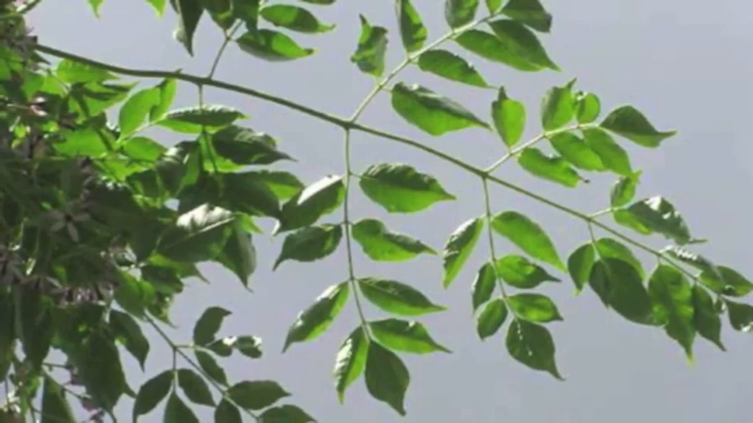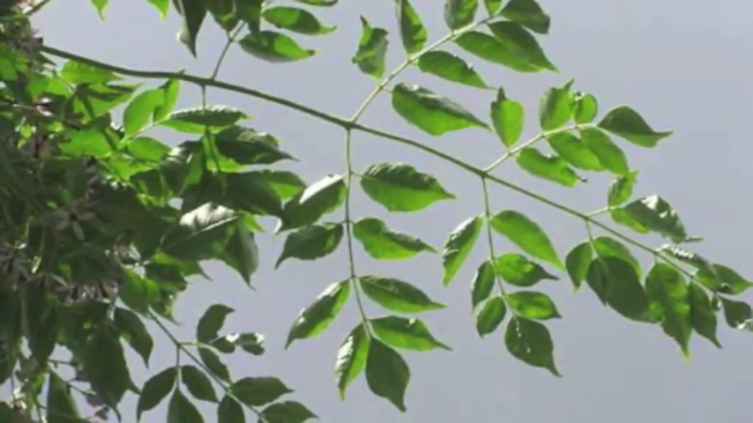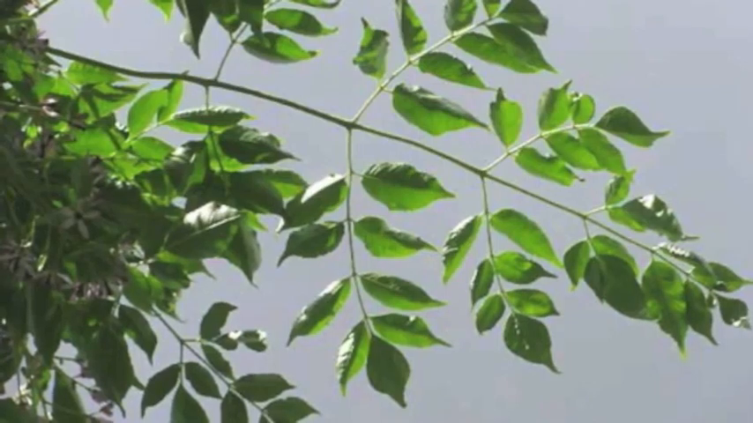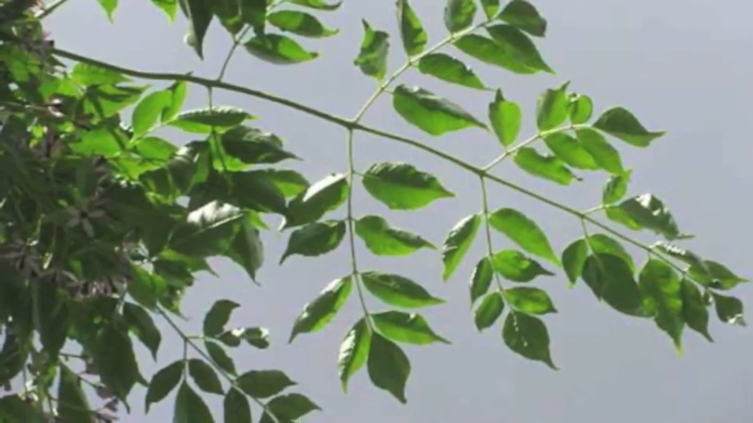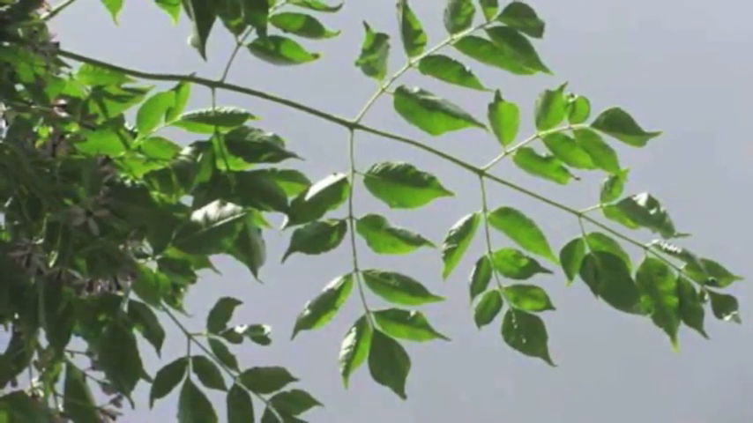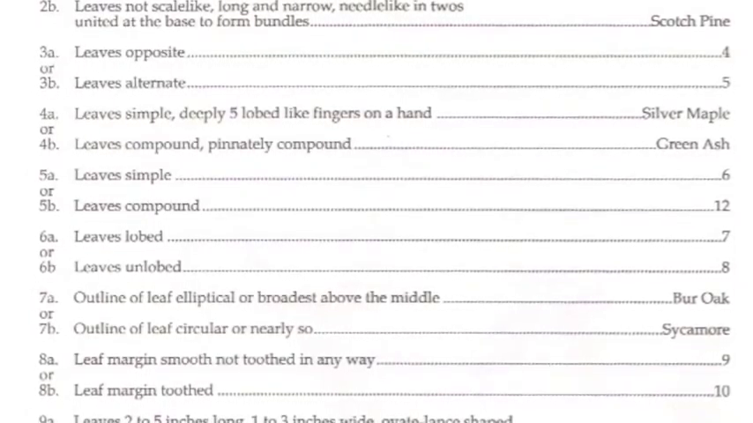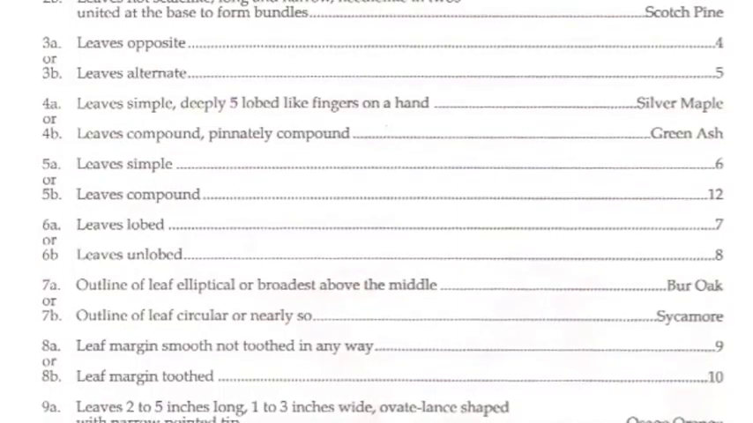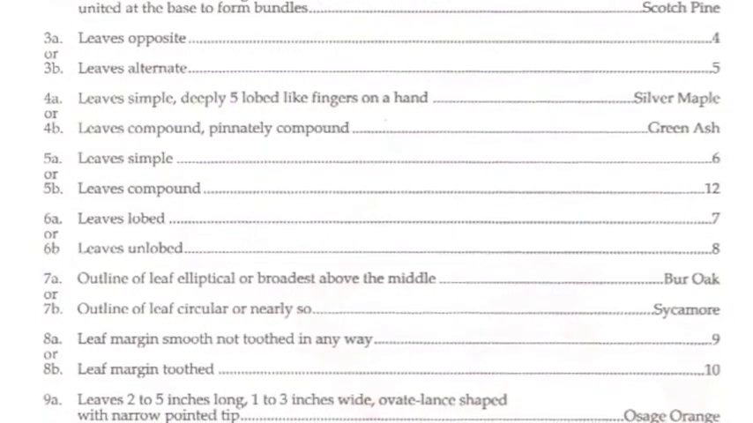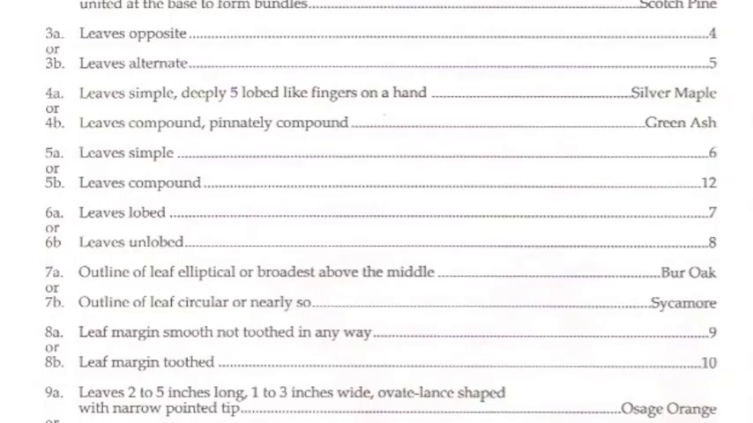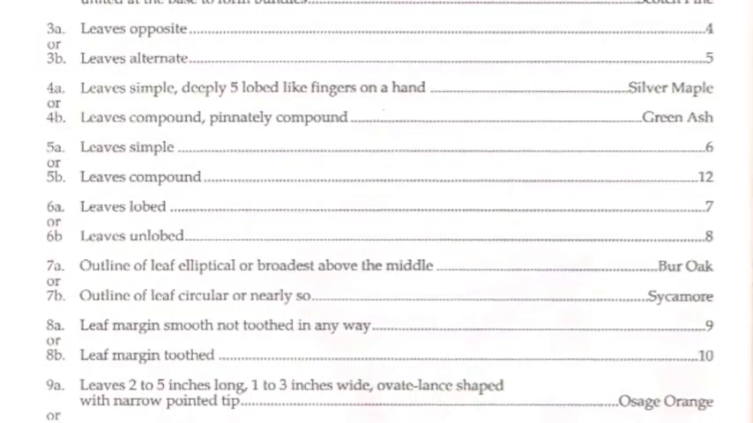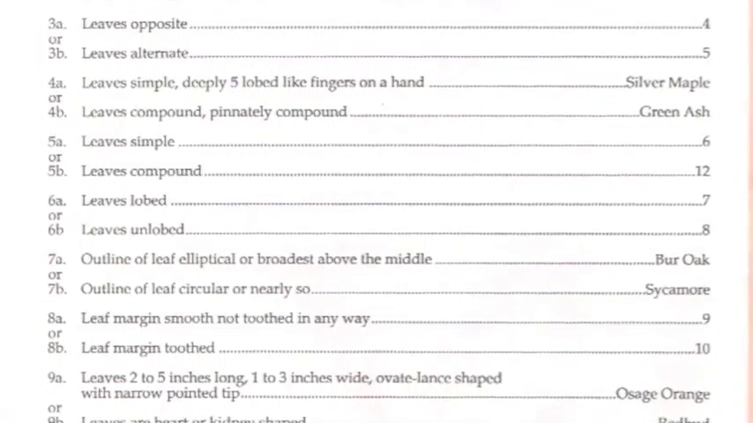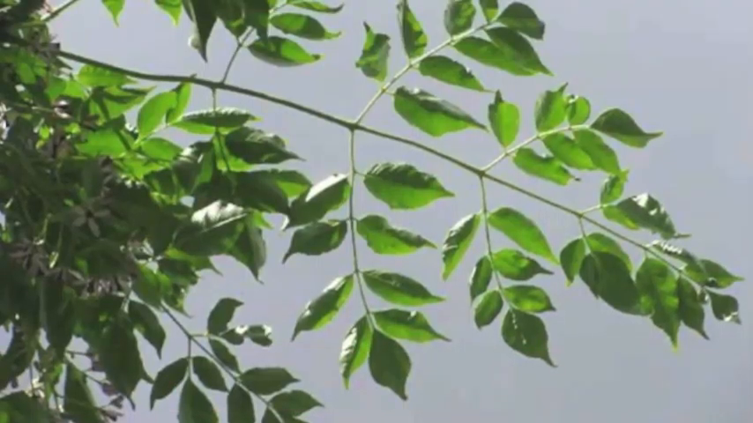This tree can be confusing. The leaves are definitely not needle-like, such as a pine tree. They are arranged in an opposite fashion. And the hard part of this tree is that the leaves are compound, meaning that there are several leaflets that come off of a single stem. This tree is a green apple.